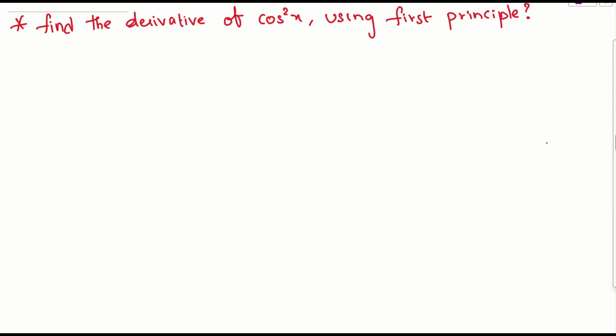What is the question given here? We need to find the derivative of cos square of x with the help of the first principle. We already know what is meant by first principle. Let me write it down for the sake of proving this. First of all, let us write what is given.